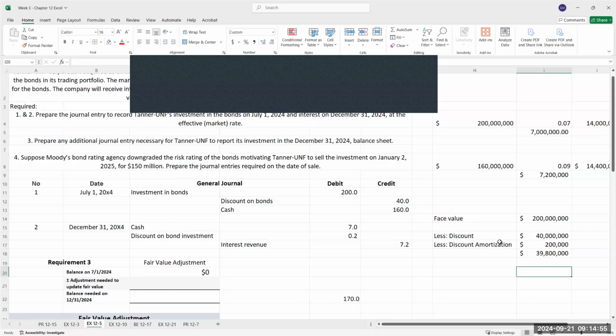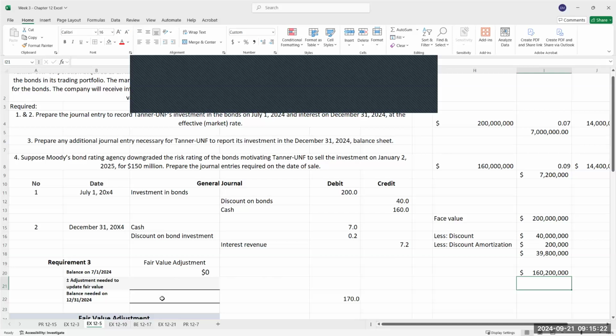Because again, at the end of the period, when these bonds mature, we want the investment in bonds on the books to reflect the full face value. So therefore, 200 million minus the 39,800, the value of the bonds is currently $160,200,000. So with each interest payment that we make, there's an increase in value.